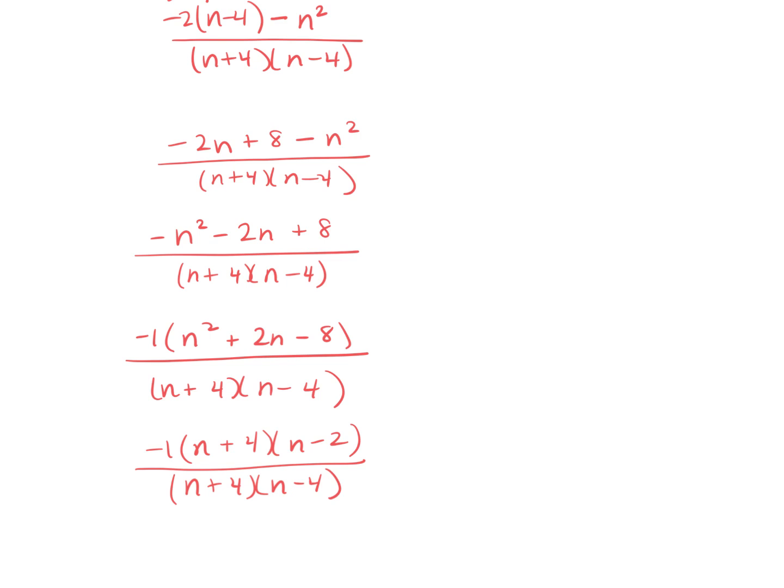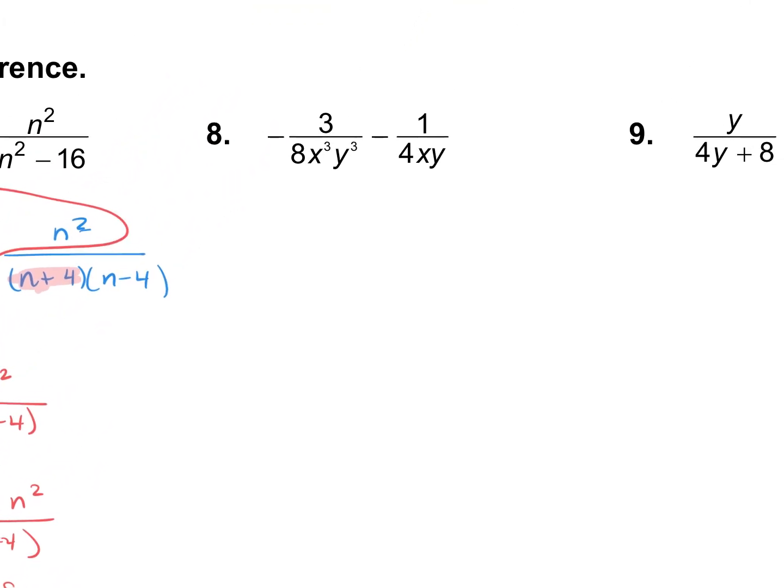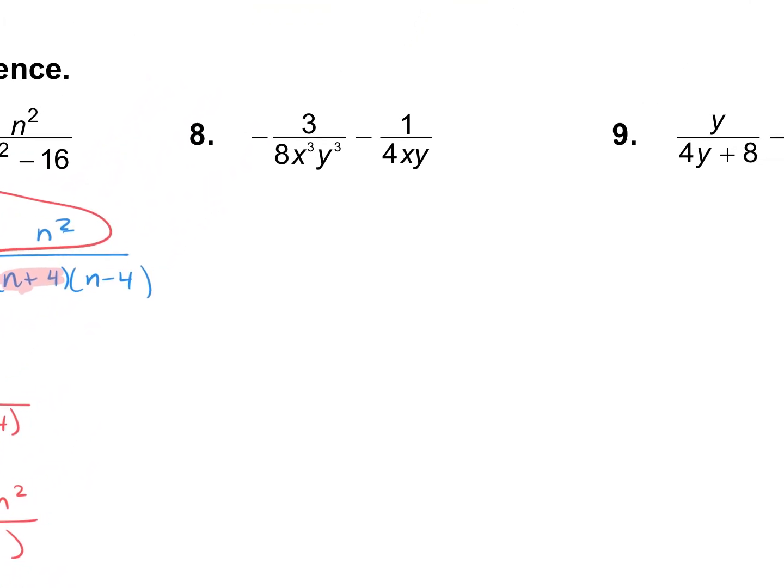Okay, well that was worth it because do you notice that we have an n plus 4 divided by an n plus 4? So now our final answer, we have a negative 1 times n minus 2 over n minus 4. Whew, we made it. All right, let's see if we can get our next one with a little bit less work.